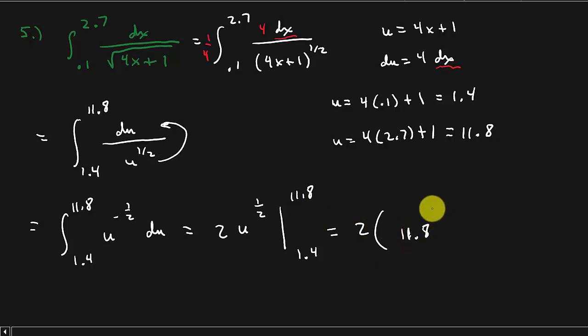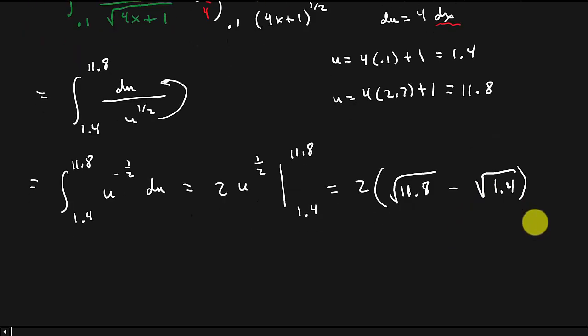And so this is 2 times 11.8 to the 1/2, but how about we just put it as the square root minus the square root of 1.4. It's just easier to hit the square root into your calculator. And that is going to give us 1.126. And there's your answer.